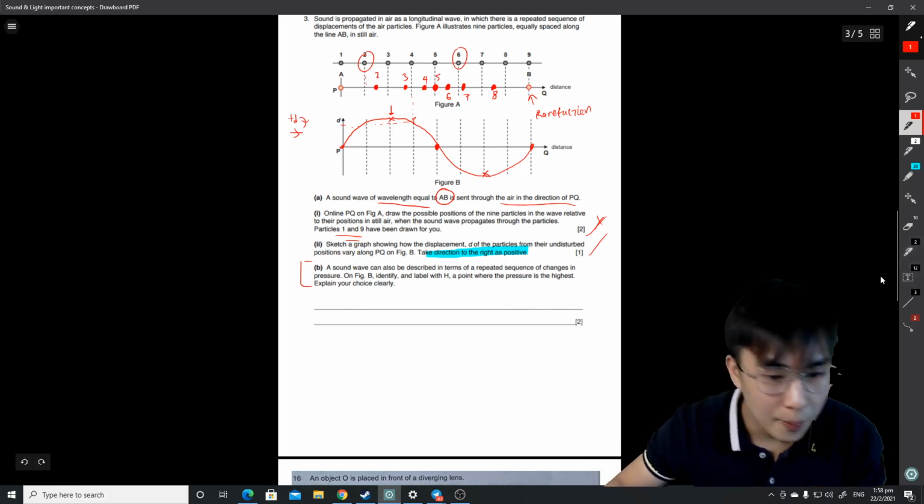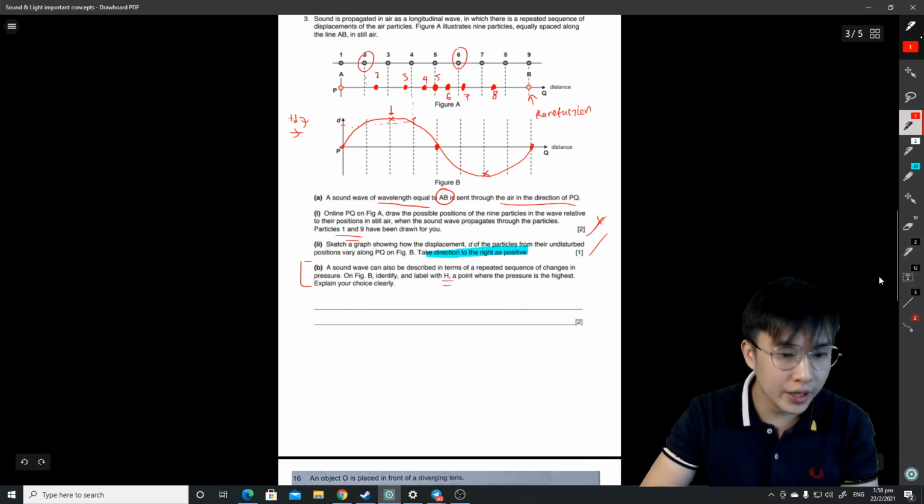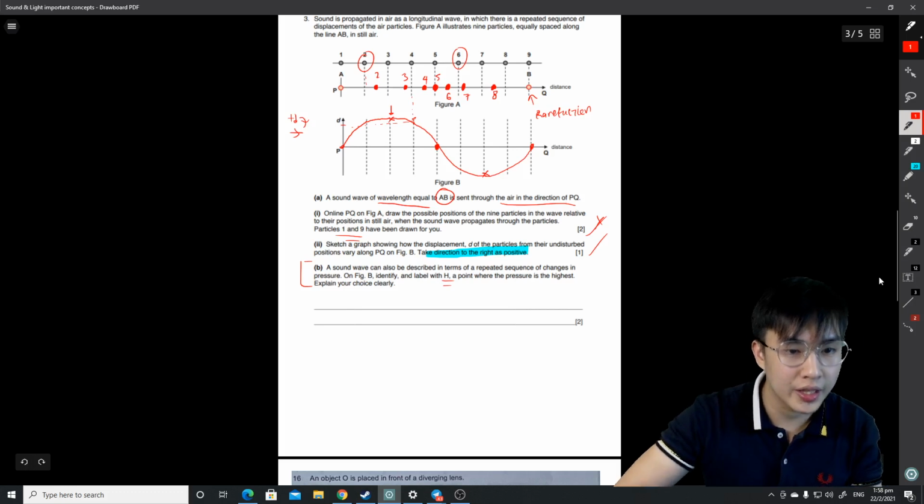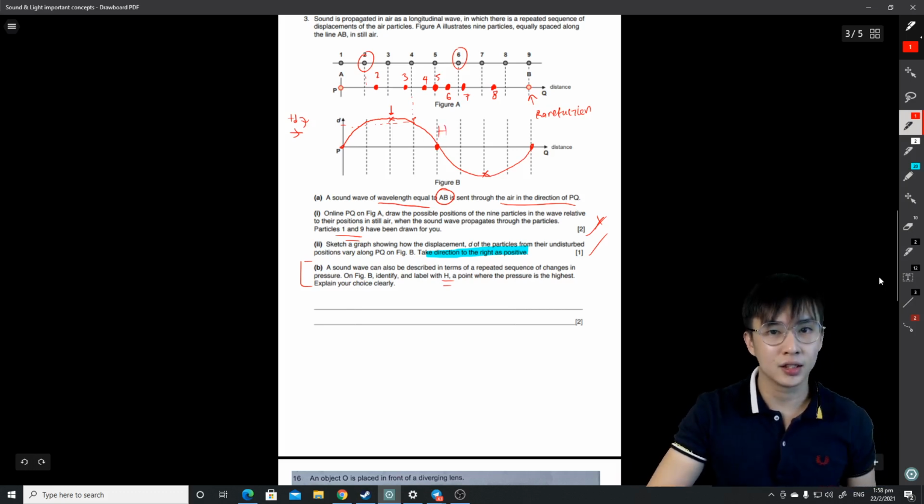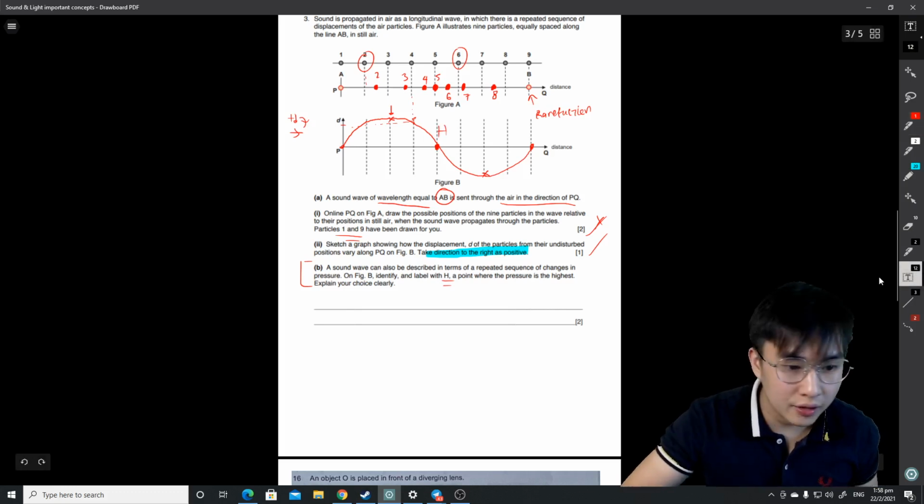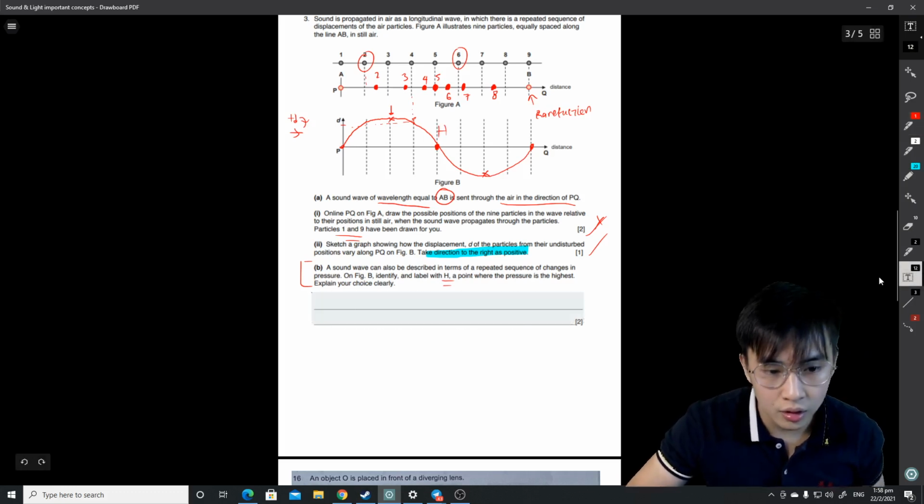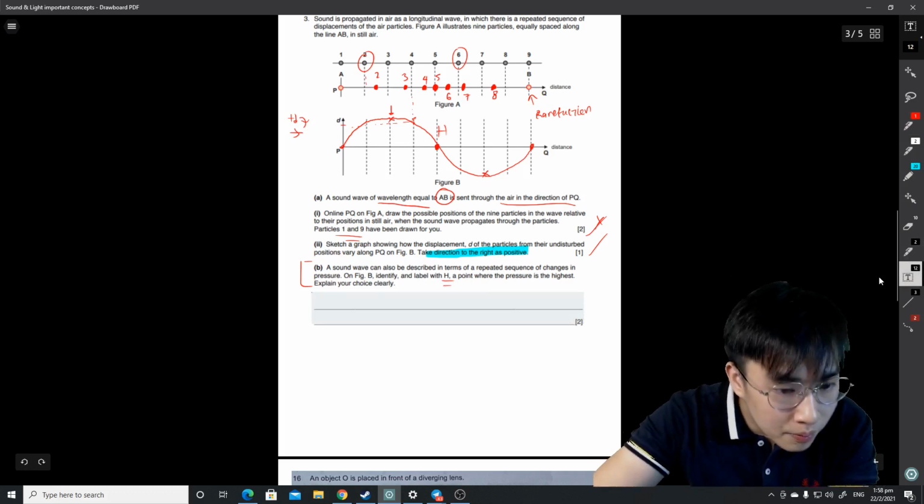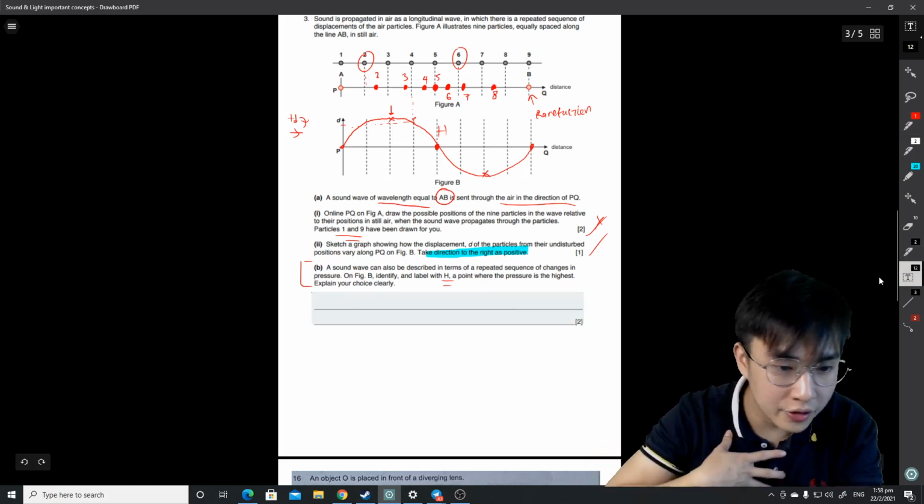So you can say, okay, my H on figure B is where my pressure is the highest. Okay, so that's it. Super easy, very standard. Okay, and so my answer will be written out like that. On figure B, identify. Okay, I'm done with H already. Now I just need to explain.